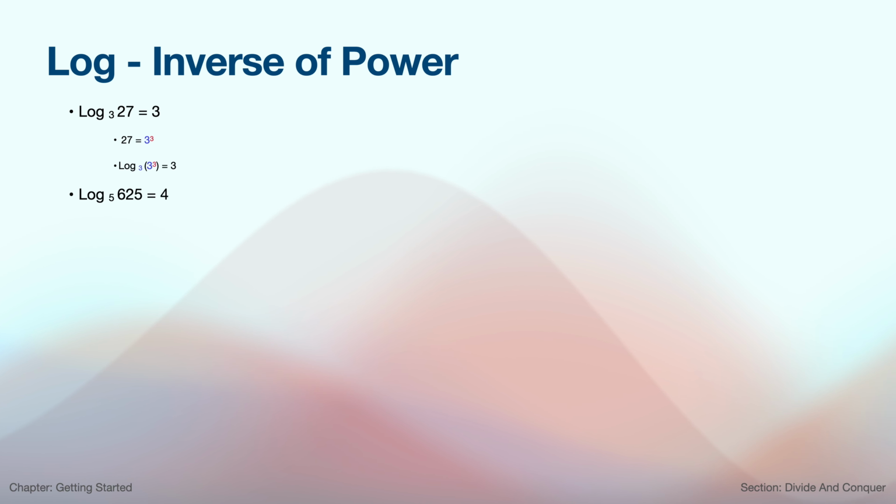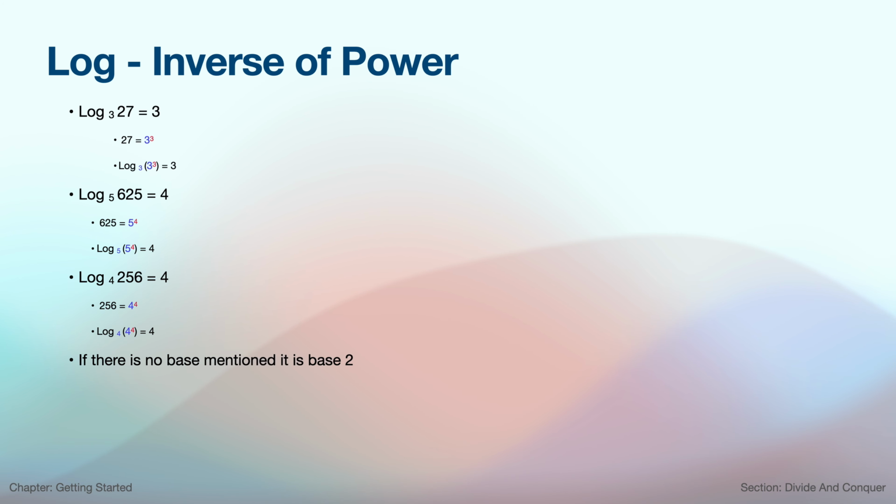The same is applicable for log 625 base 5. 625 can be written as 5 power 4. So log 5 power 4 base 5, the answer is 4. Same goes for 256 base 4. 256 can be written as 4 power 4. So log 4 power 4 base 4 equals 4. So you should have got the idea that log is the inverse of power.